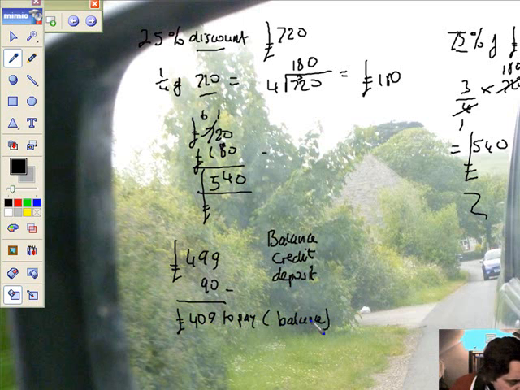Then it says there is a 3% charge for credit on the balance. In other words, he's putting £90 up front, he's going to take the camera away, and he's going to be charged 3% on top of that £409 because he gets to pay it maybe a bit off every month. Mini mortgage on a camera, bad idea. Anyway, 3% credit charge. Got to work out 3% of 409. This is clearly going to be a percentage increase, or rather, increasing by a certain amount.